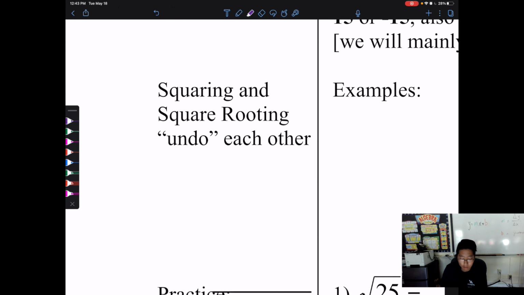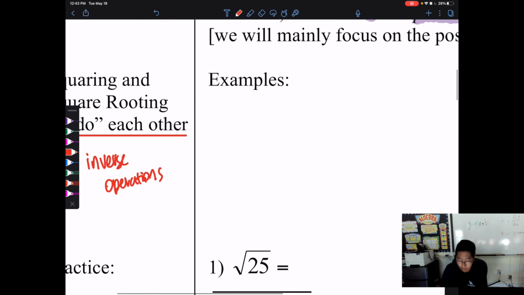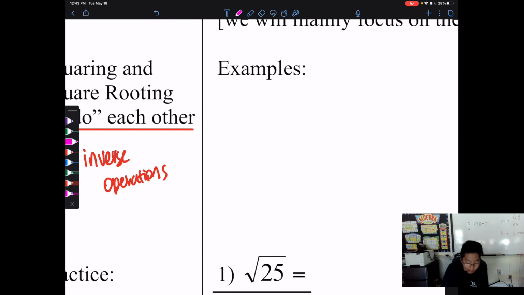So let's do a couple examples. Squaring and square rooting undo each other. They undo each other, okay? What does that mean? Think of it as inverse operations. So I'm going to give you a couple examples where they undo each other. The square root of 15 squared. Well, if we have the square root and we have a squared, those two are going to cancel each other out. They're going to undo each other, and we're left with 15.